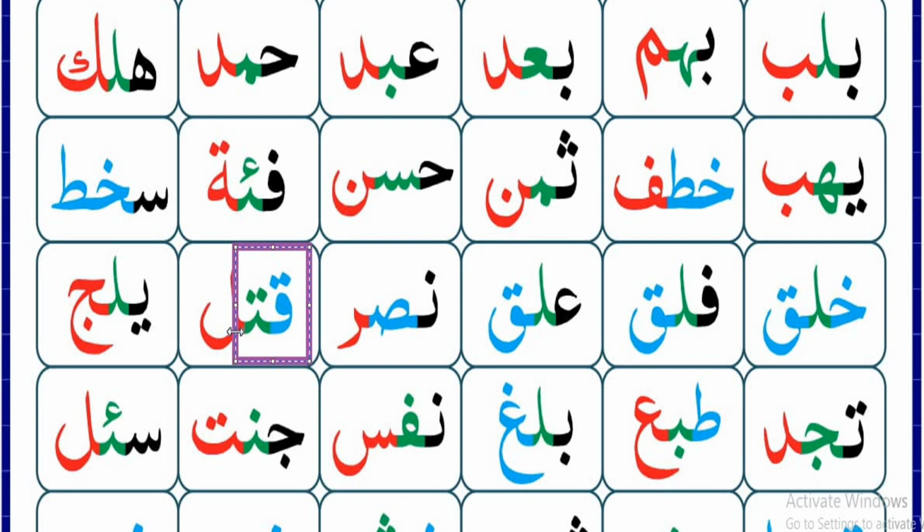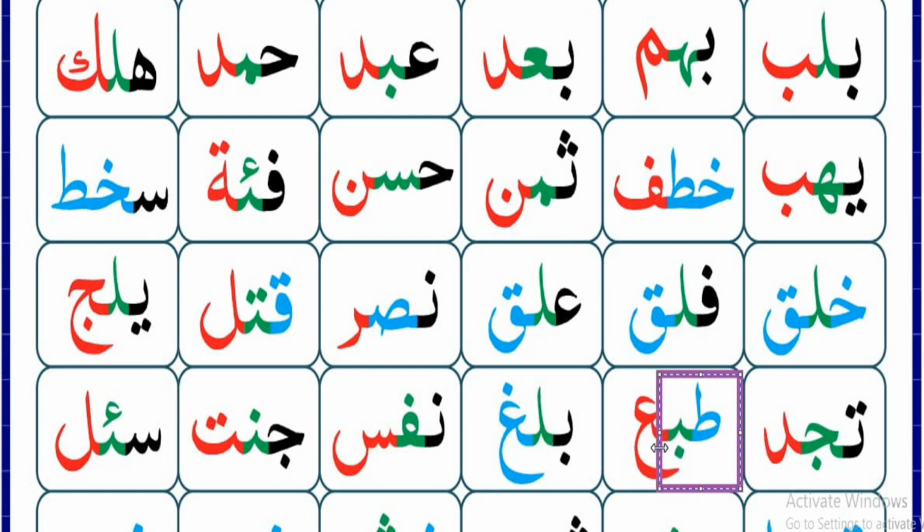They both have 2 dots on top, but the shape is different. The first one is qaf, the middle one is ta, and that last one is the full shape of lam. And here again, the first one is ya, the middle one is lam, and that last one is jim. Ya, lam, jim. And that is ta, jim, dal.